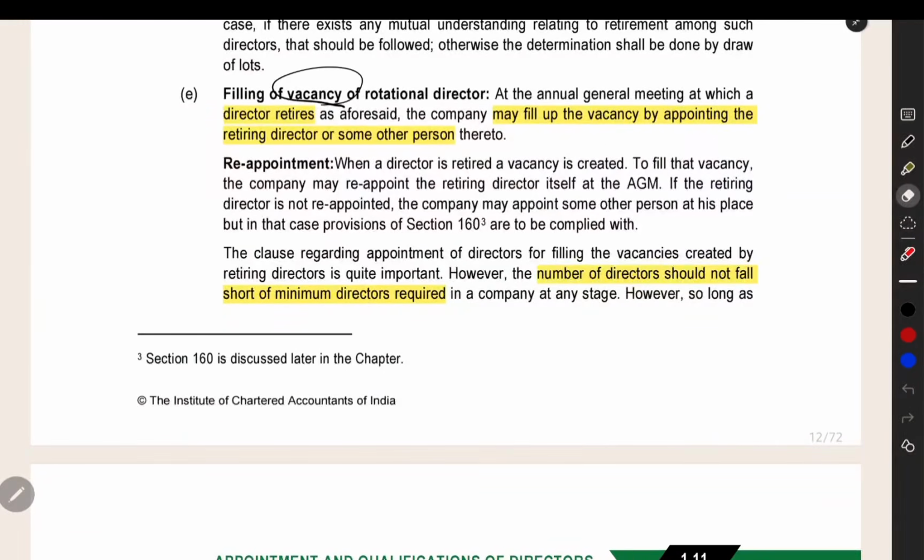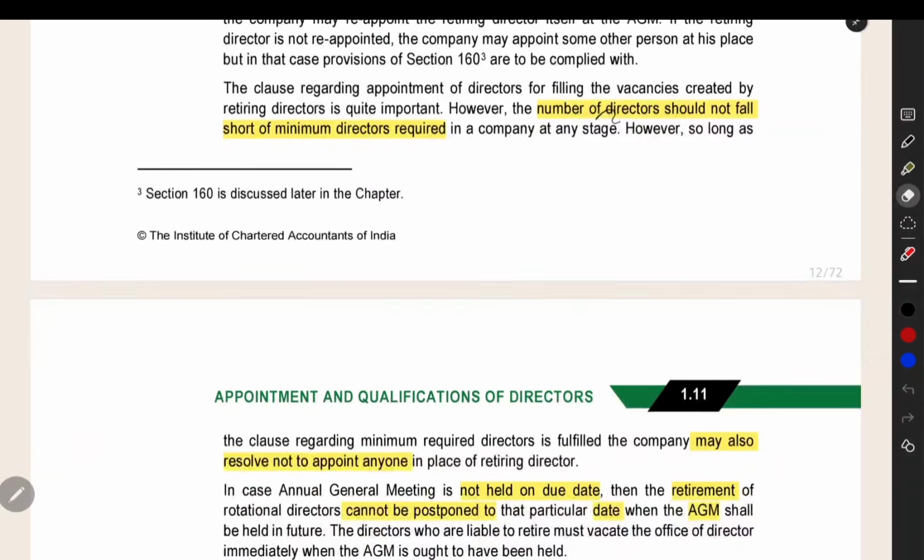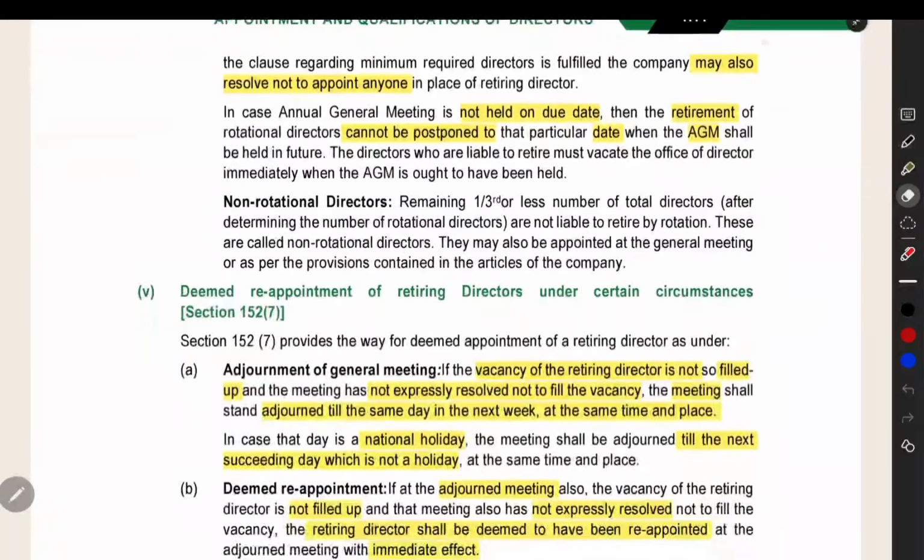If we have a vacancy, it will be filled by appointing the same retiring director, or we can appoint any other person also. In any case, the number of directors should not go below the minimum directors required for each type of company. And if the general meeting is not held, the retirement cannot be postponed. The directors will retire on the last due date of the general meeting, even if it is not held.